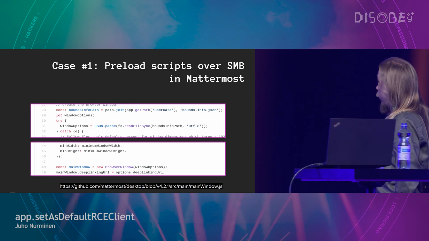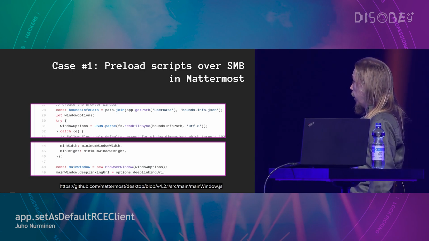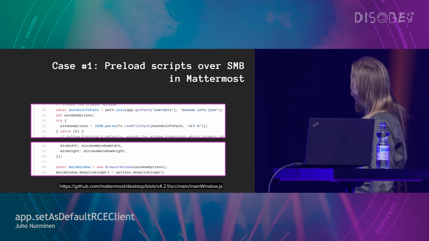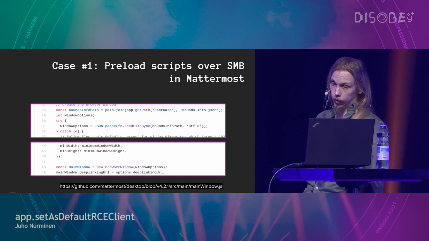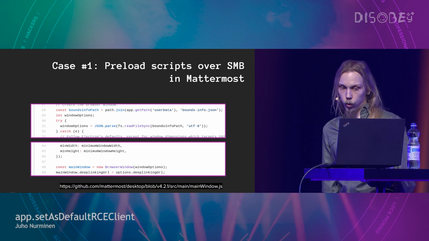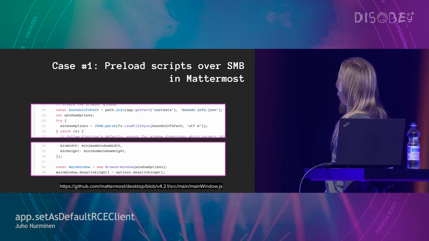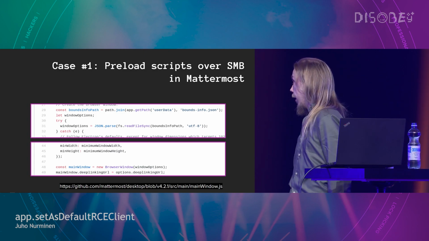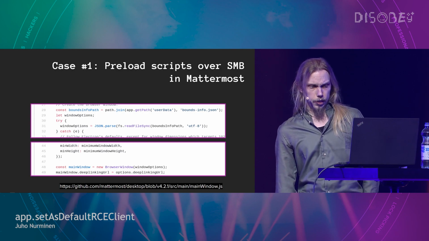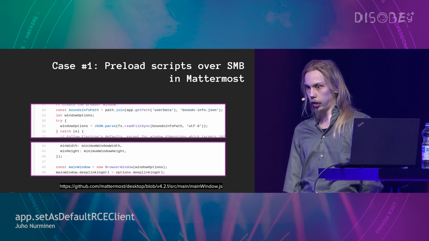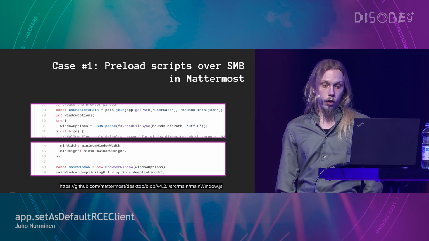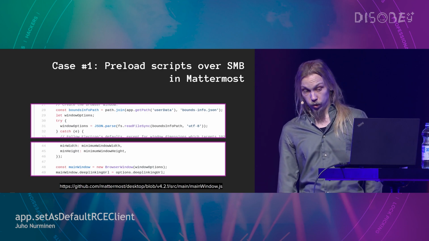So these are screenshots of the Mattermost desktop client source code, from the vulnerable version. And at the top, you can see how the code is accessing a file named boundsinfo.json, which it's then parsing using the native JSON parser. And at the bottom, which is part of the same file, it's passing that resulting JavaScript object to the browser window constructor. That's part of the Electron API. And there was no validation in between.